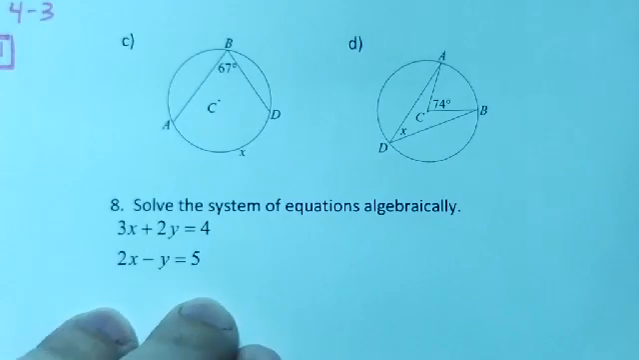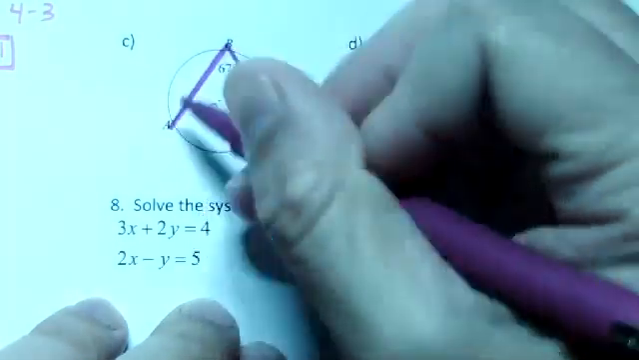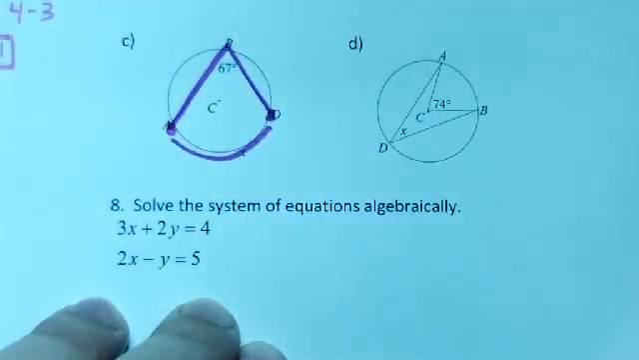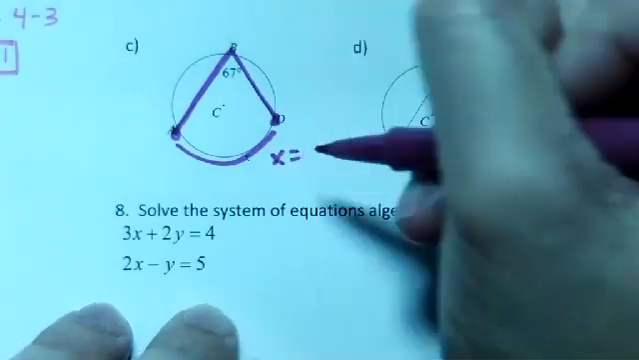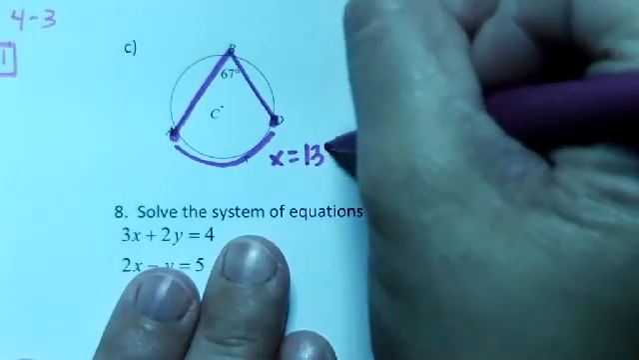Okay, letter C. We have this inscribed angle intercepting that arc. So all you're going to do is double it. So you'll do 67 times 2, which will be 134.